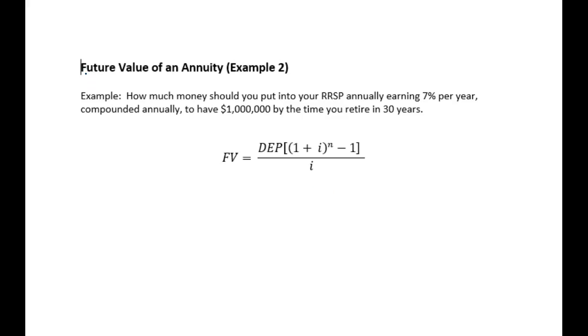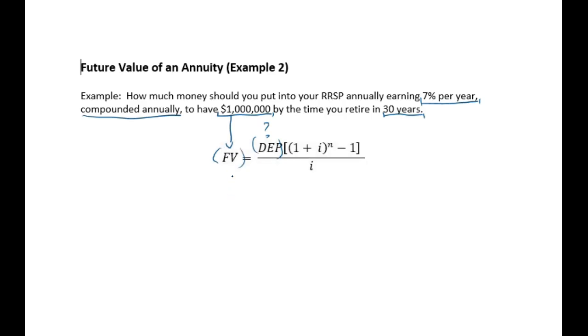So let's look at another example of using the formula for future value of an annuity. So here's our example. How much money should you put into an RRSP annually, earning 7% per year, compounded annually, in order to have $1 million by the time you retire in 30 years? So what we're really looking at here is, what do we have to deposit in order to have a future value of $1 million?